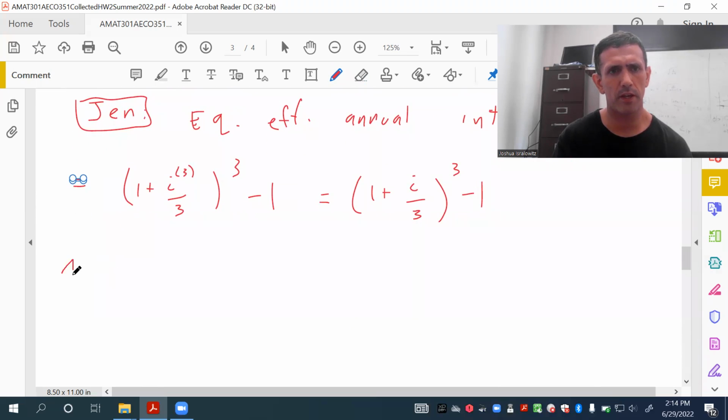So if A of T is the amount in Jen's account at the end of T years, well, the initial deposit is X. So it's X times this equivalent effective annual interest rate plus 1, to the T. So I take this whole thing here, plus 1. Well, the minus 1 cancels with the plus 1. So A of T is X times 1 plus I over 3, to the 3T.